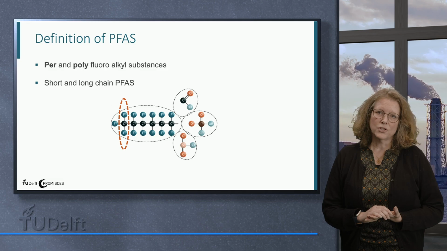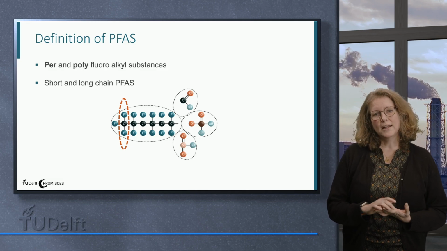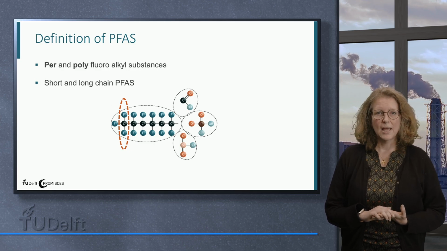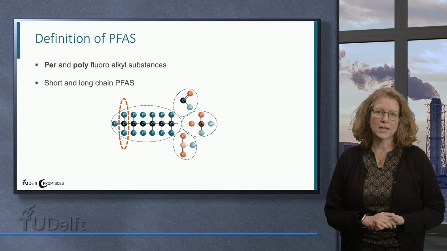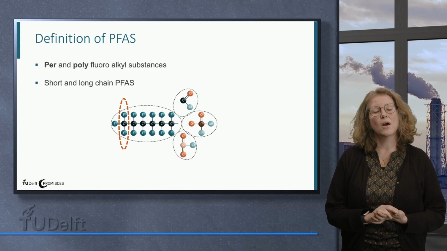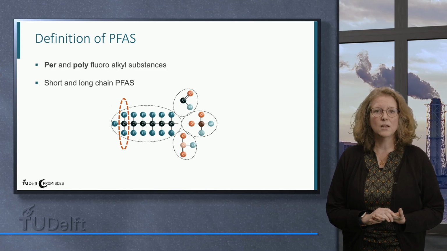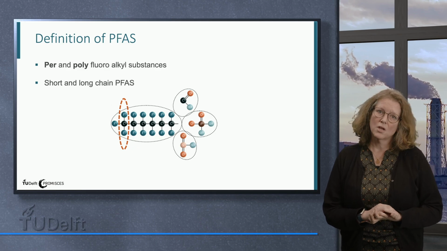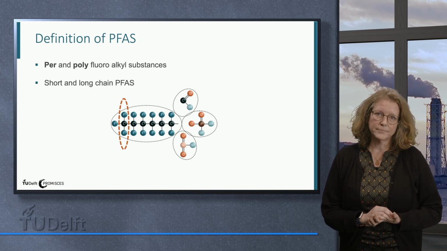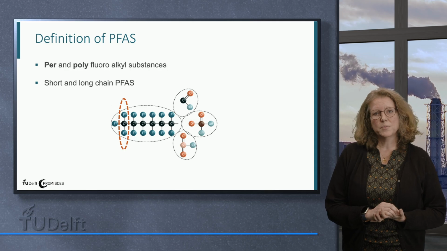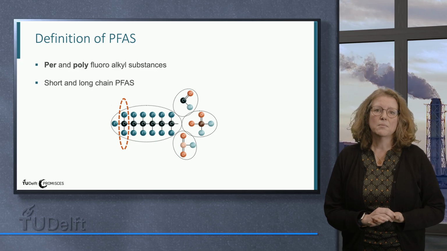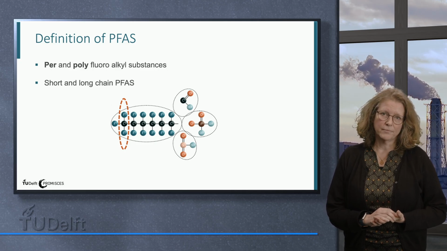PFAS is defined as a chain of C atoms with fluorine attached to the C atoms. As a minimum, one C atom with two fluorine atoms, as indicated here with the orange dashed line. Perfluoroalkyl substances have a fluorine atom on each of the C atoms in the carbon chain. For polyfluoroalkyl substances, not all C binding spots are covered by fluorine. One or more also have a hydrogen atom. With polyfluoroalkyl substances, the internal distribution of the electrons is less stable than in perfluoroalkyl substances. This makes them a little bit more susceptible to breakdown.